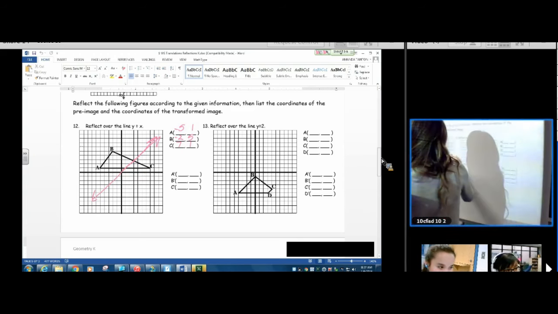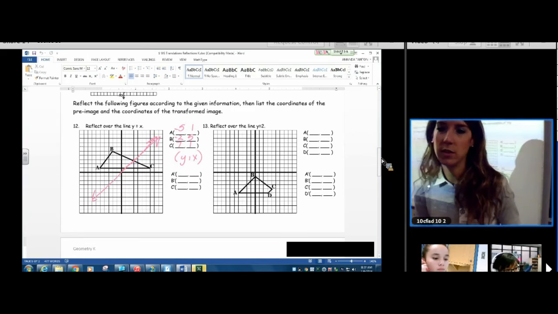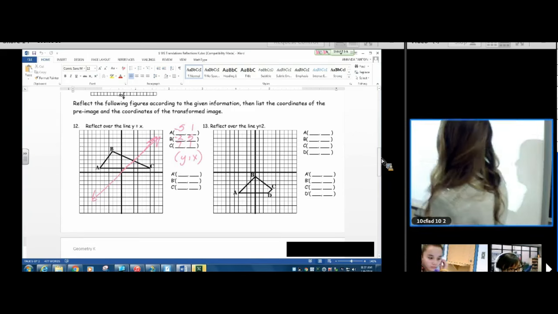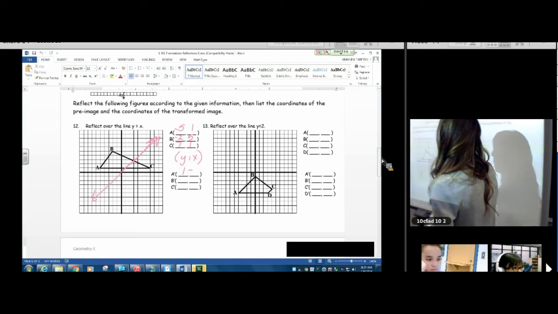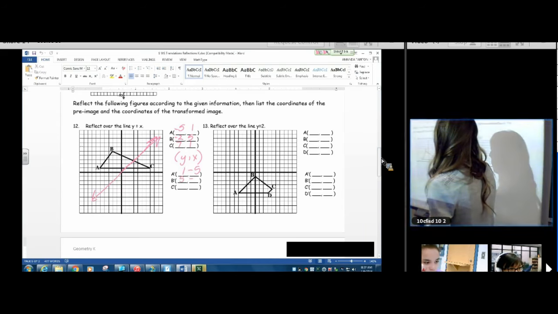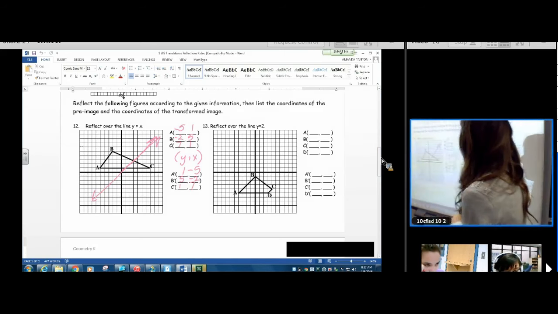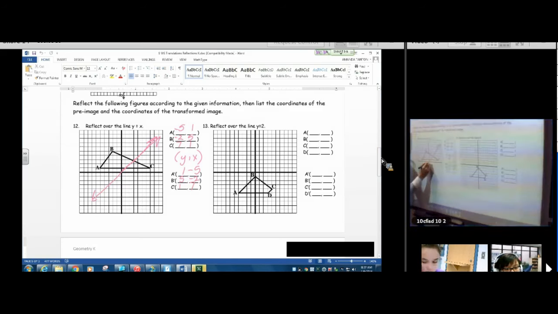And the rule says switcheroo. Switch places. So I'm just going to switch. 1, negative 5, 5, negative 2, 1, 7. I'm going to plot that in a new color. All right, so 1, 1, 2, 3, 4, 5. That is A prime. 5, 1, 2, 3, 4, 5, 1, 2.